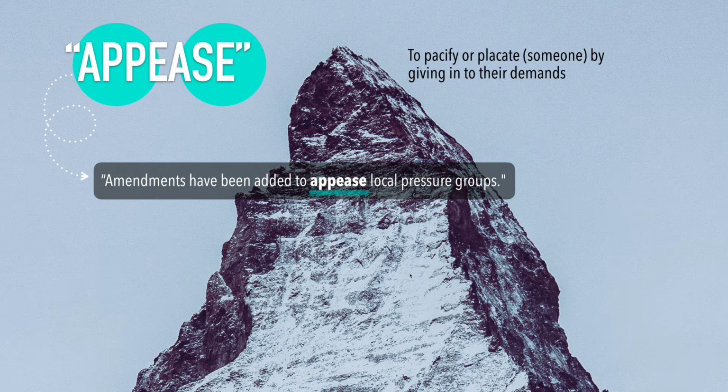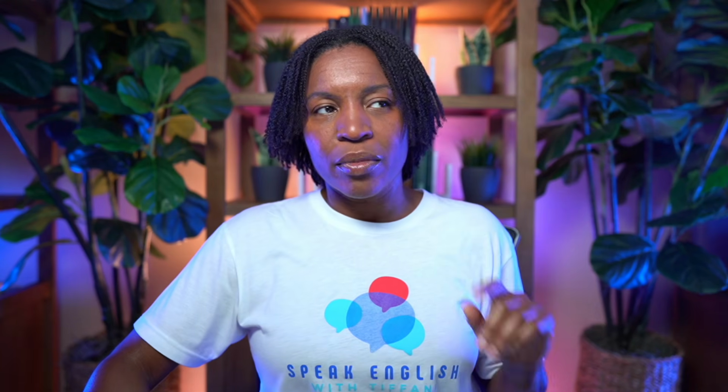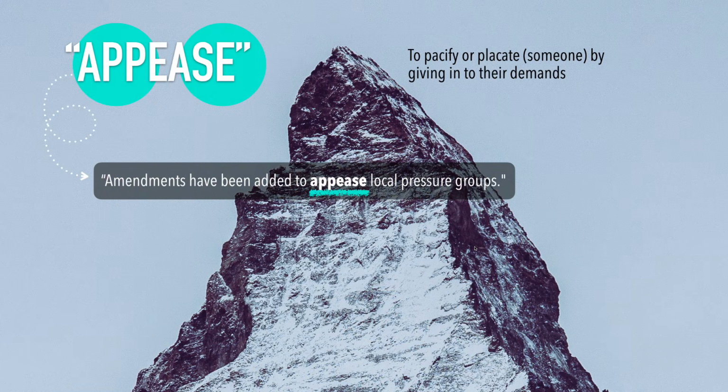Here's the first example sentence. Amendments have been added to appease local pressure groups. Again, amendments have been added to pacify local pressure groups. They're upset, so we added the amendments. One more time. Amendments have been added to appease local pressure groups.